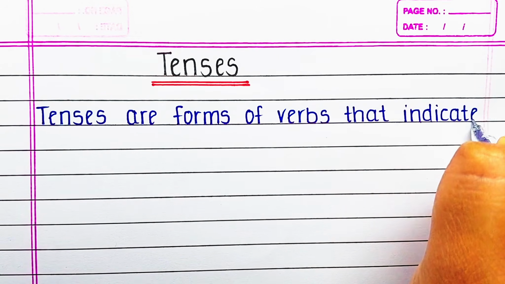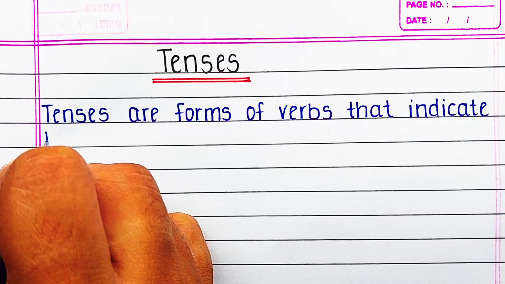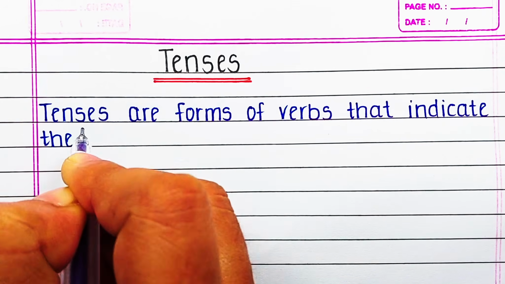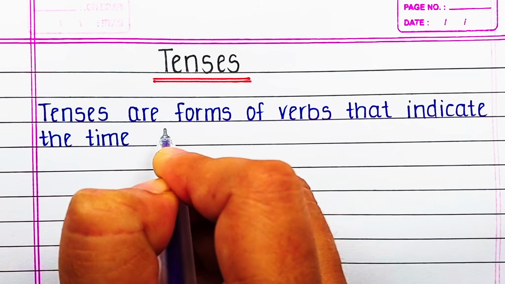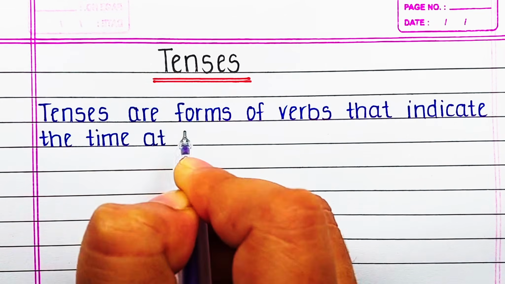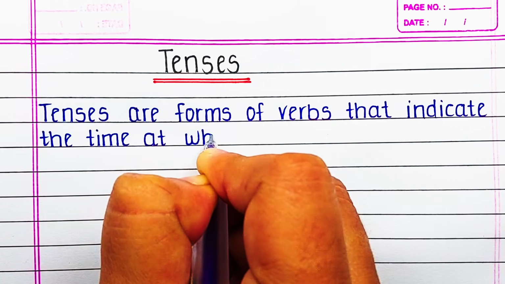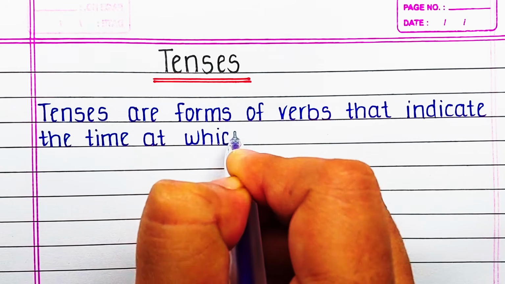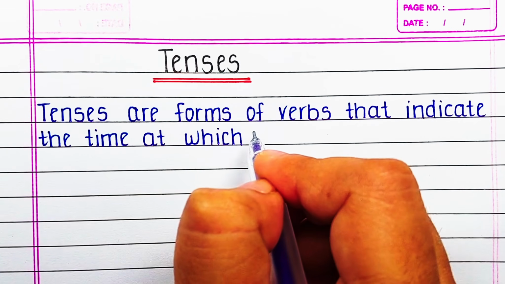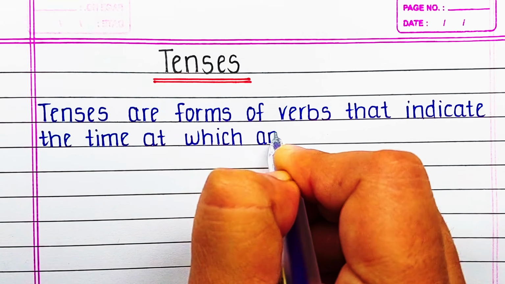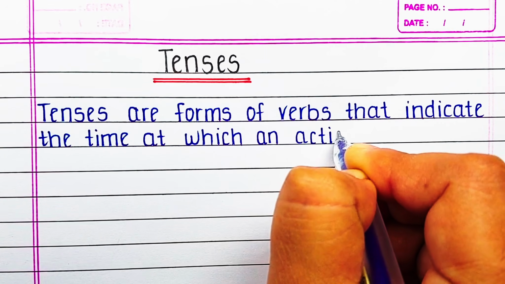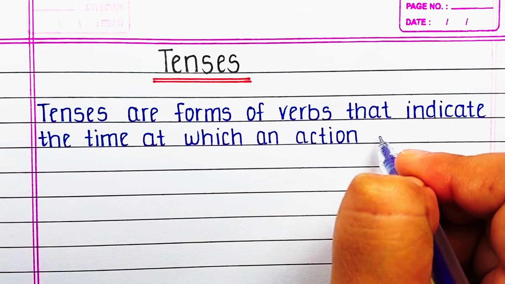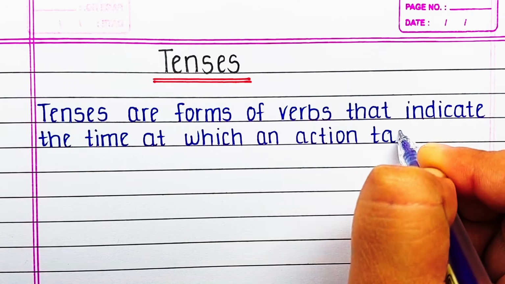tenses becomes important. In this video, you will learn the definition of tense. You will also learn and understand the different types of tenses in English with their definitions, use, structure, and examples. So, let's start. First, we will learn the definition. Tenses are forms of verbs that indicate the time at which an action takes place.